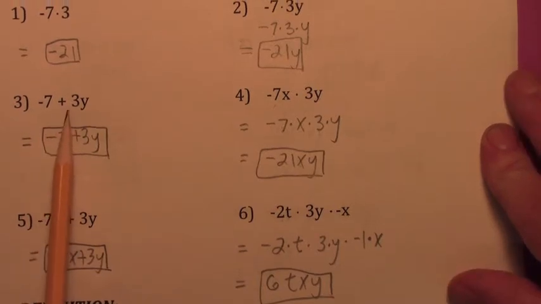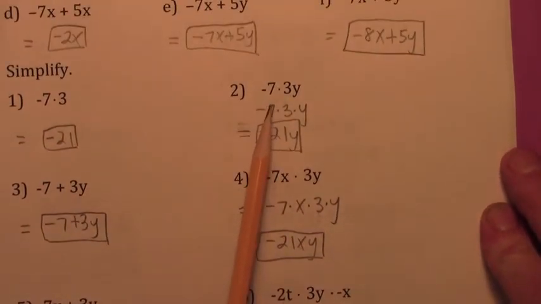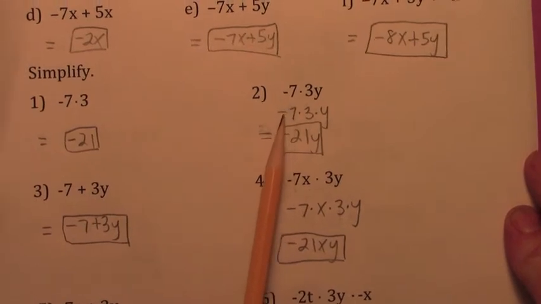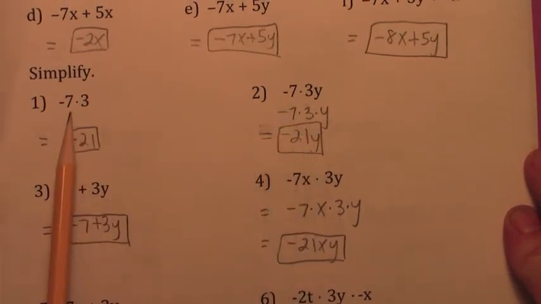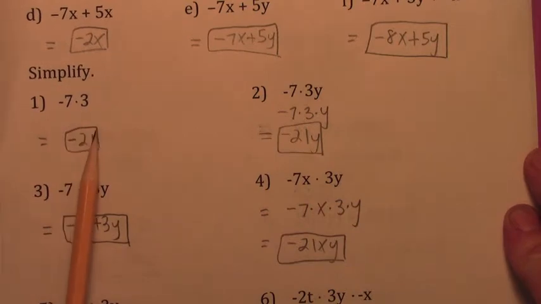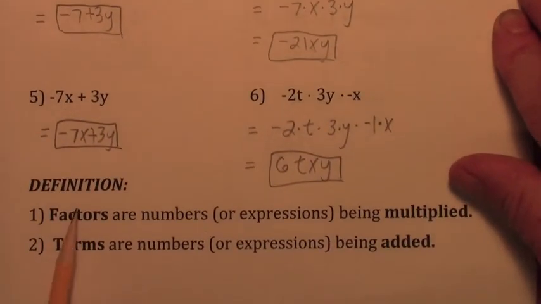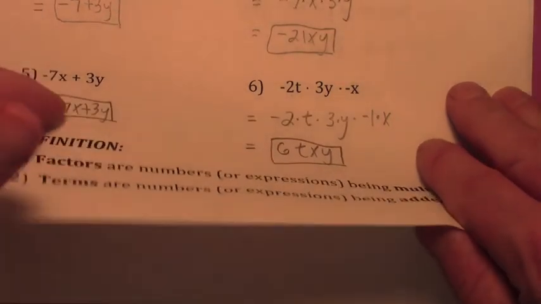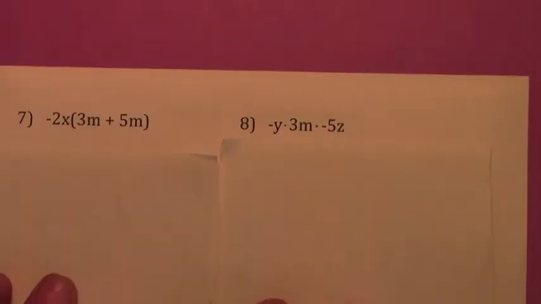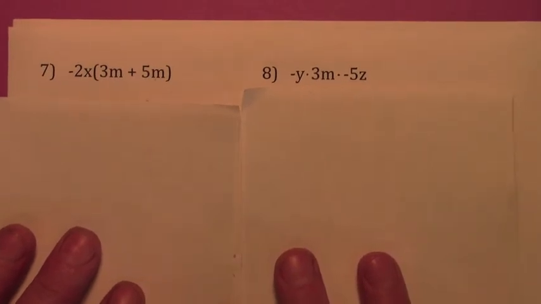How about here? 2 terms. You see? How about here? 3 factors. Negative 7 times 3 times y. And what do you see here? 2 factors, right? Okay, so factors are numbers or expressions being multiplied. Terms are numbers or expressions being added. Keep that straight. Let's do a few more, then I'll give you some to try.